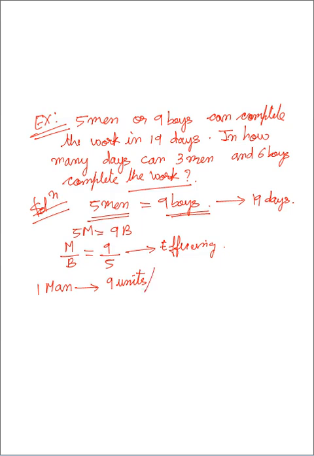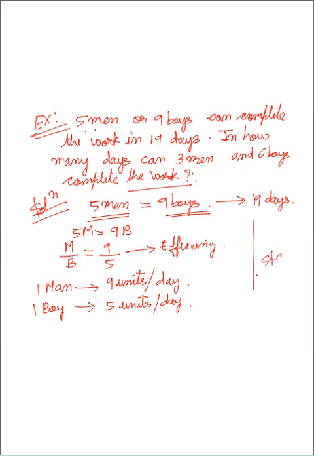It may be any time duration. At the same time, one boy will have less efficiency. He will have 5 units per day efficiency. Now in this type of question, what will we be doing? See, they have asked 3 men and 6 boys, and the given data is 5 men and 9 boys. Here we cannot convert men into boys or boys into men. It is not possible. So we will go by the standard method. This is our standard method.